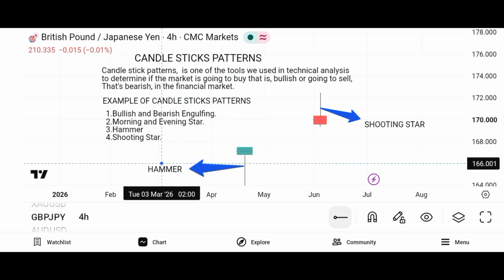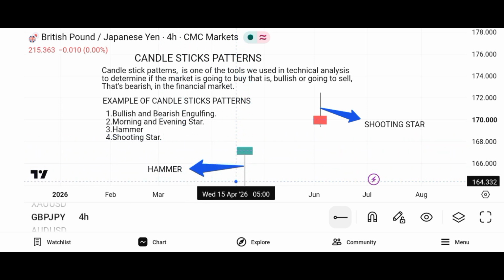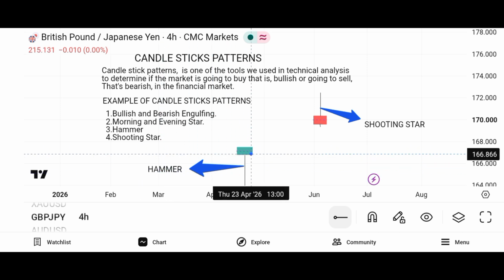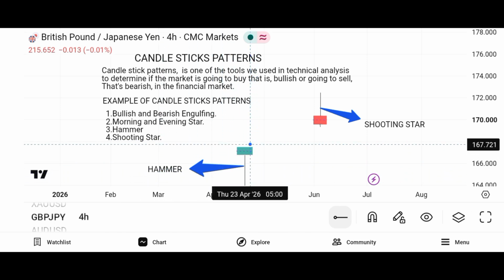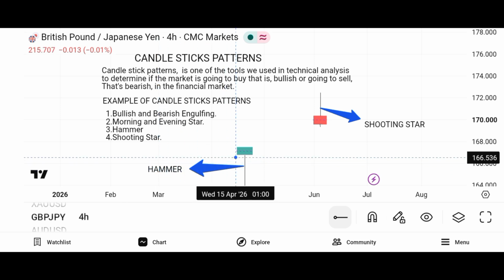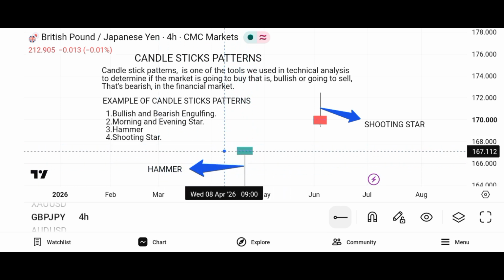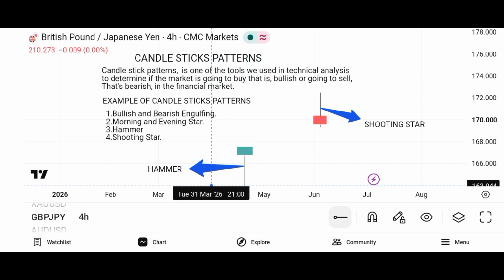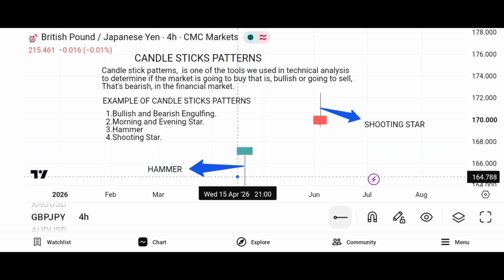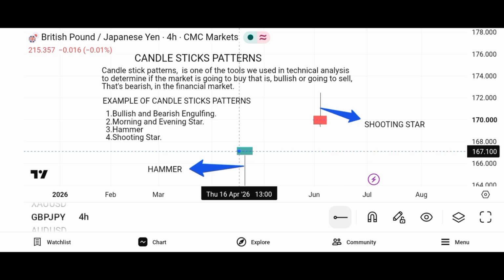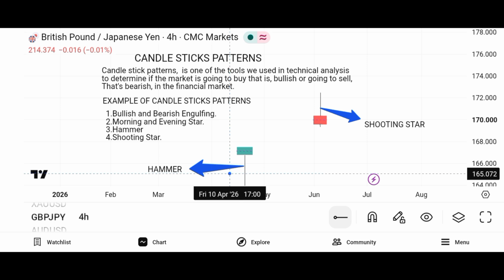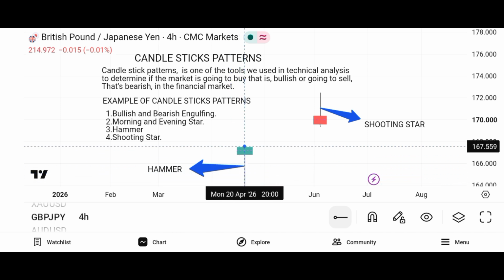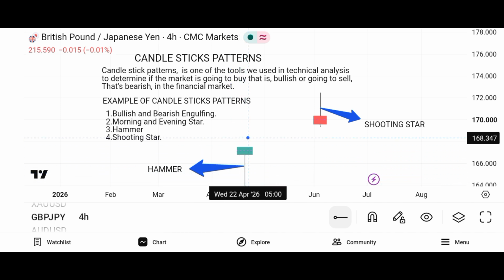So this is an example of a hammer. Let me give you the psychology behind it. Whenever you see the hammer form on your chart, it's simply telling us there was a serious rejection from buyers. That's why you have this long wick below here. You get me? And it closed with a green candle. So it's telling us that buyers are coming into the market. They're about to take charge of the market.